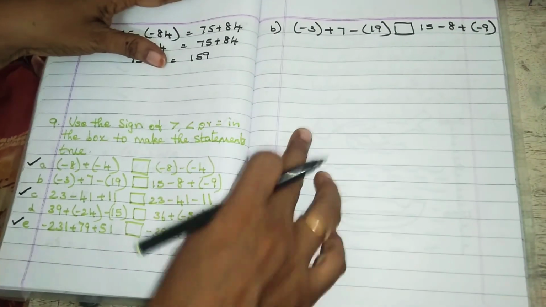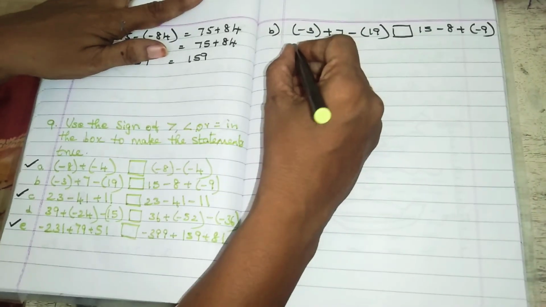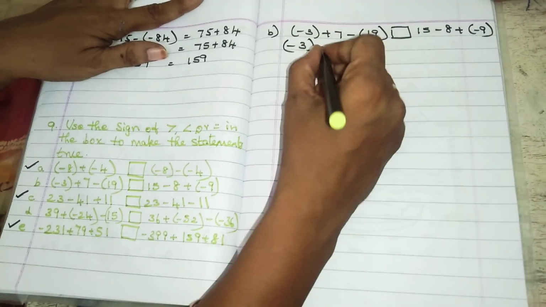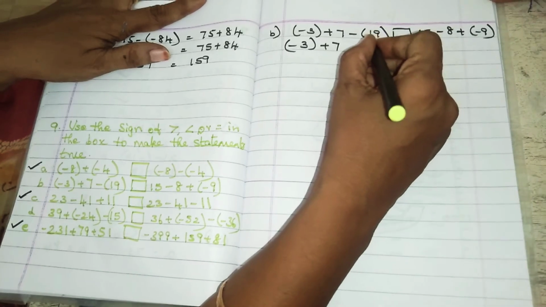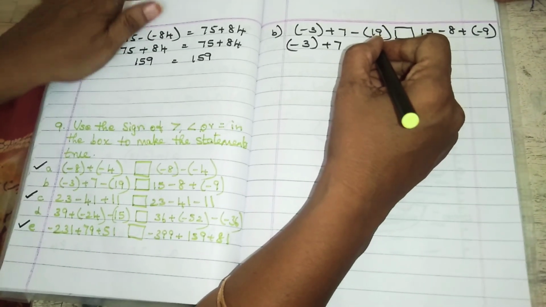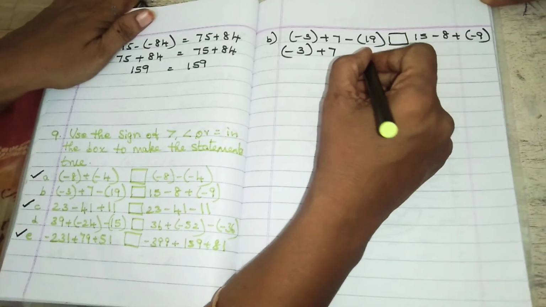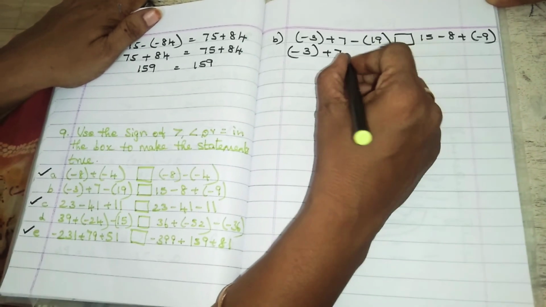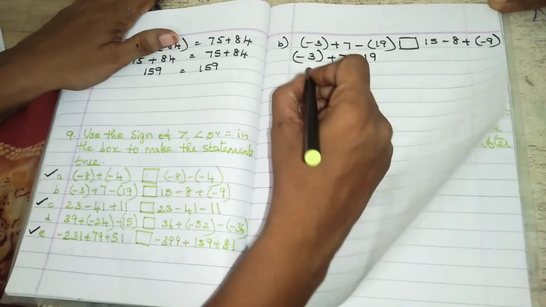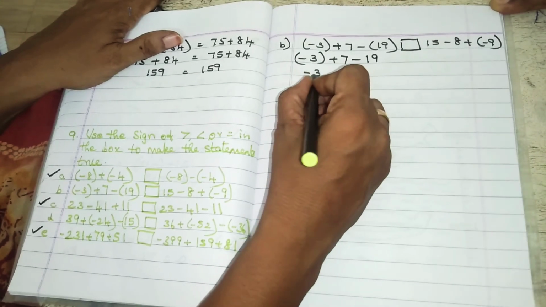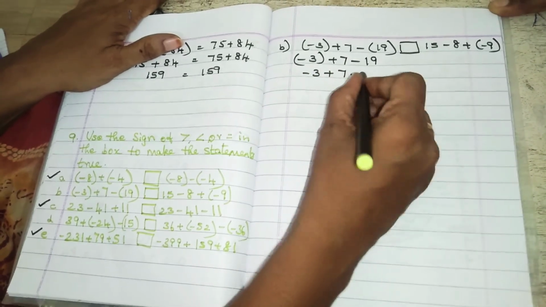Now let me work out the left hand side first. So minus 3 I am taking as it is, plus 7. Now I have a positive 19. If there is no sign given, you have to assume the number to be a positive number. So minus into plus, minus 19. Now take off the minus 3 from the bracket. Minus 3 plus 7 minus 19.